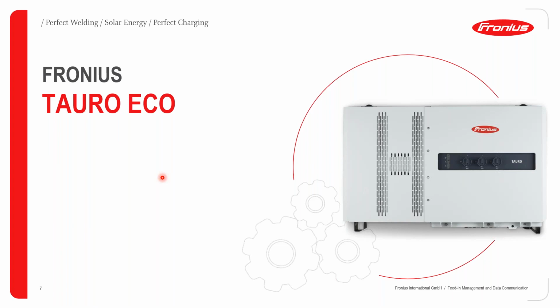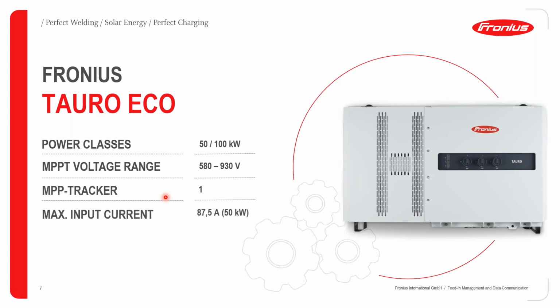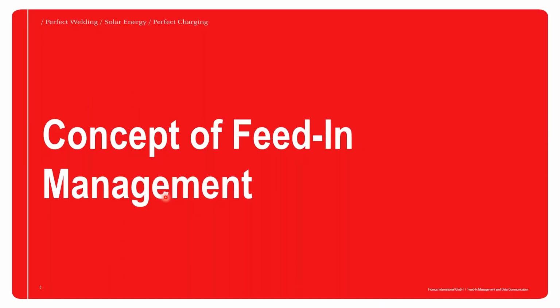And then the one that installers are most used to, which is the Tauro Eco. So this comes in two power classes, that is power class 50 and 100 kilowatts respectively. With an MPPT voltage range of 580 to 930. Of course, this has just one MPPT. And with a maximum input current of 87.5 amps for the 50 kilowatts power class, and then 175 amps for the 100 kilowatts power class.